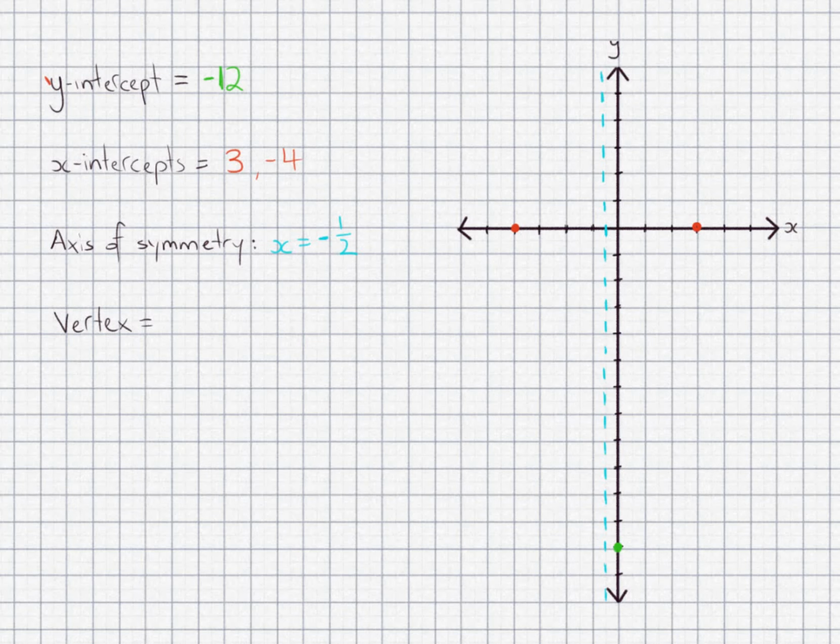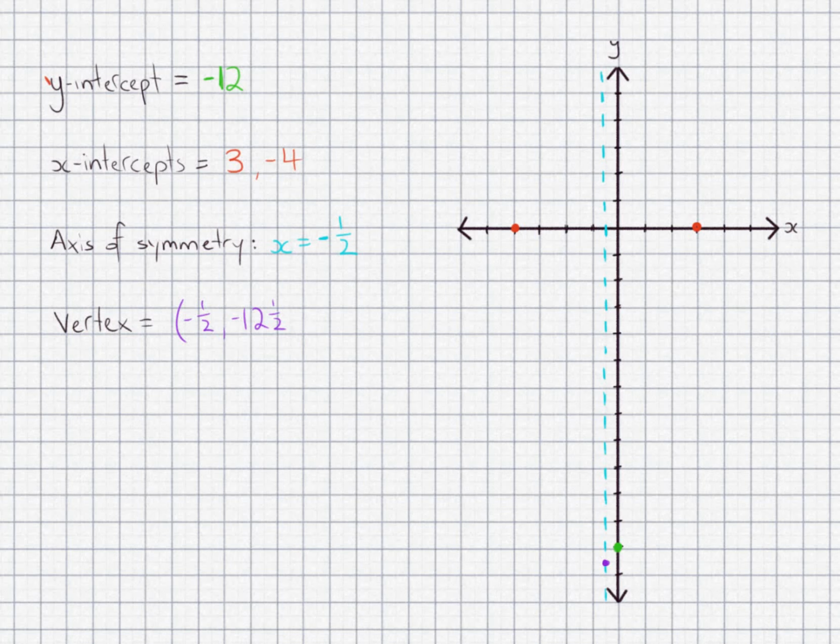Finally, our vertex. Our vertex was at the point negative 1/2, negative 12.5. So it lies on the axis of symmetry, and it's just a bit further down from the y-intercept. Hopefully we can see it's going to be turning down here at this vertex and going up through the two red dots at the x-intercepts. We can see that it is concave up. It is a happy parabola, we might say.